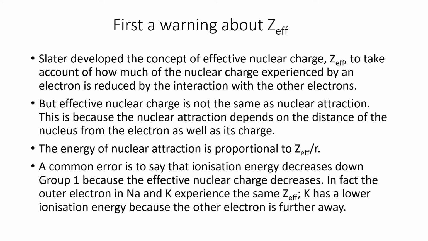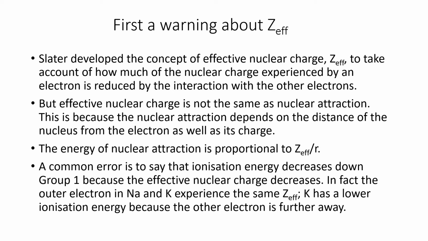If you're talking about the attraction to the nucleus that an electron experiences, then really the attractive energy is the thing you're referring to. But that energy is going to be proportional to the effective nuclear charge divided by the distance from the nucleus, r. And so we saw the total electron energy as kinetic energy plus potential energy.